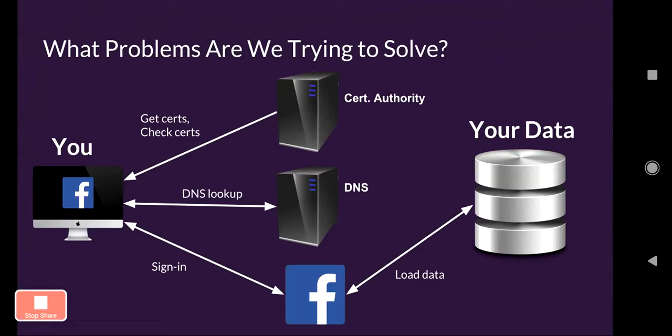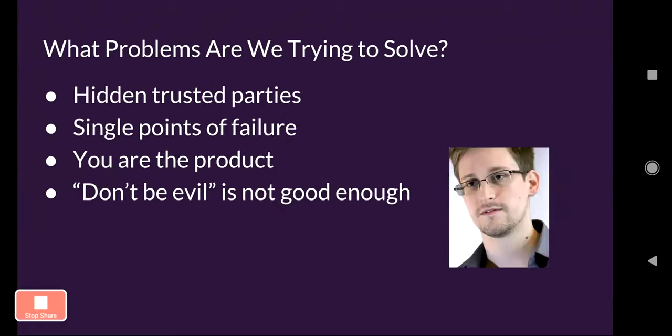So what problems are we trying to solve? We're trying to get rid of these hidden trusted middlemen so you can just get at your data directly. So there's hidden trusted parties on the internet right now, and they pose single points of failure. And unfortunately for you, if you use Facebook, you're not really the user of Facebook, you're the product of Facebook. Or more specifically, your attention is the product of Facebook, because Facebook is going to read your data and they're going to use that data to serve you advertisements. And that's what people actually pay Facebook for, to serve you ads.